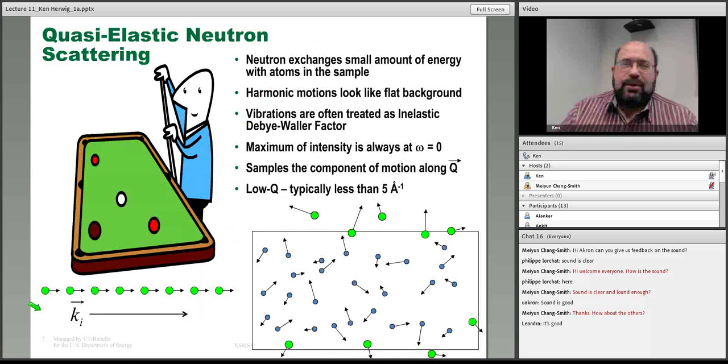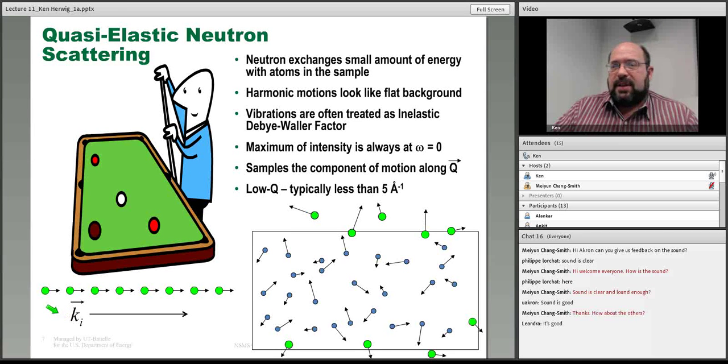This is my cartoon to leave an image in your mind about what quasi-elastic scattering is. I tend to think of the atoms in my sample as the billiard balls on a billiard table, and the neutrons as maybe a cue ball that comes in a particular direction. So here we have the neutrons coming in a particular well-defined direction to our sample. It has a wave vector Ki along here, and each one of the Ki's is essentially the same length. So it's a monochromatic beam of incident neutrons in this case.